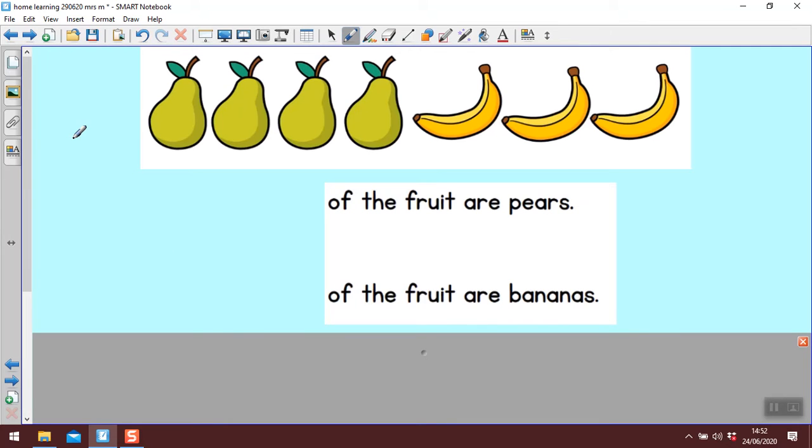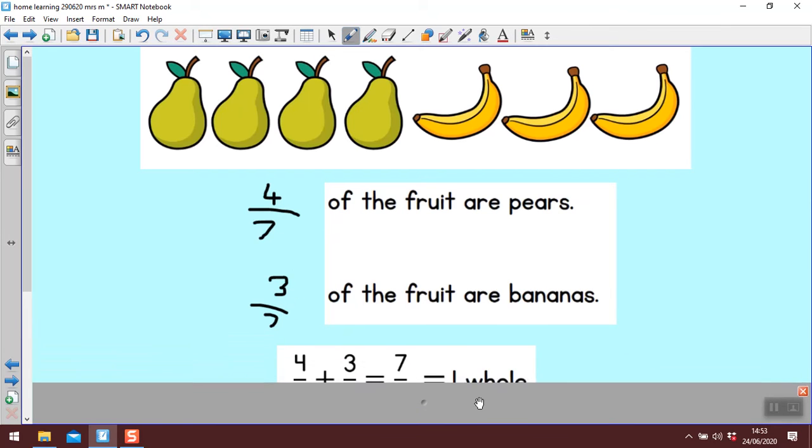So here we've got 4 pears and 3 bananas. What fraction of the fruit are pears and what fraction of the fruit are bananas? Pause the video while you write them down. So 4 out of all of them, so 4/7 are pears and 3/7 are bananas.